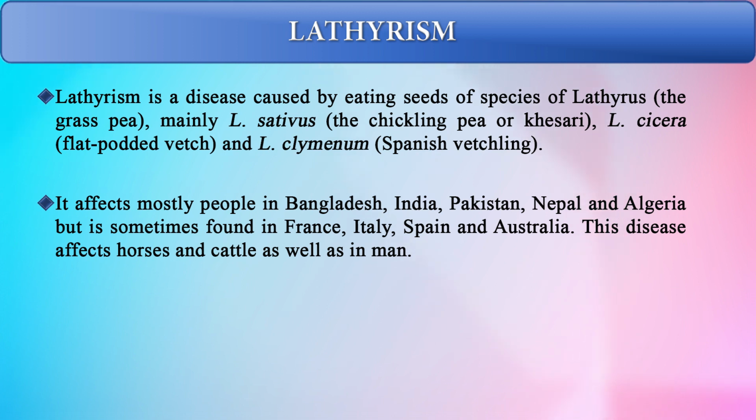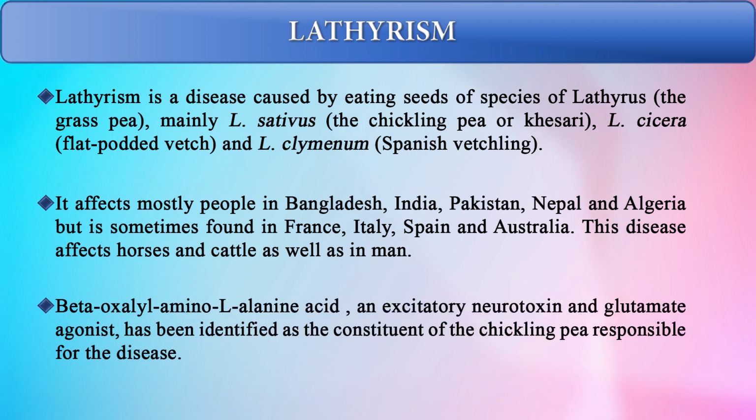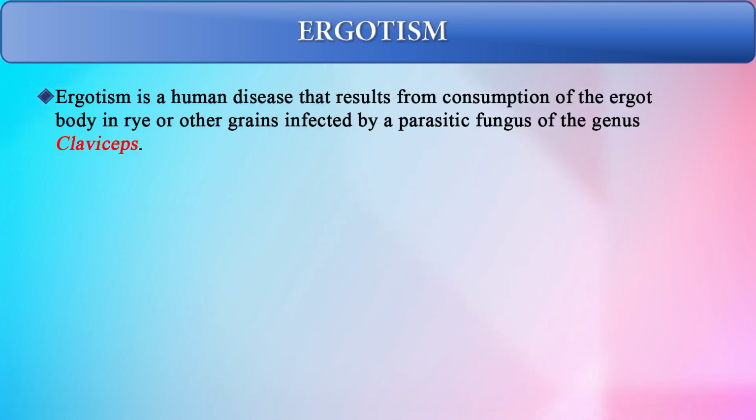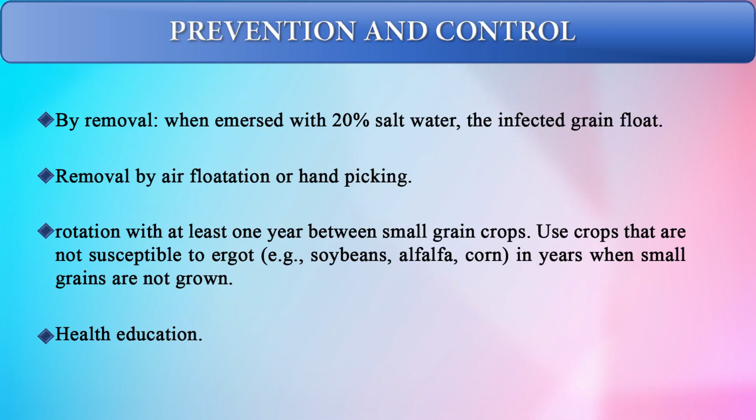These diseases affect horses, cattle as well as man. Beta-N-oxalyl-amino-L-alanine acid, an excitatory neurotoxin and glutamate agonist, has been identified as the constituent of the chickling pea responsible for the disease. Ergotism is the human disease that results from the consumption of ergot bodies in rye or other grains infected by parasitic fungi of the genus Claviceps. These produce alkaloids, and symptoms are nausea, vomiting, muscle pain, weakness, numbness, itching and slow heartbeat.